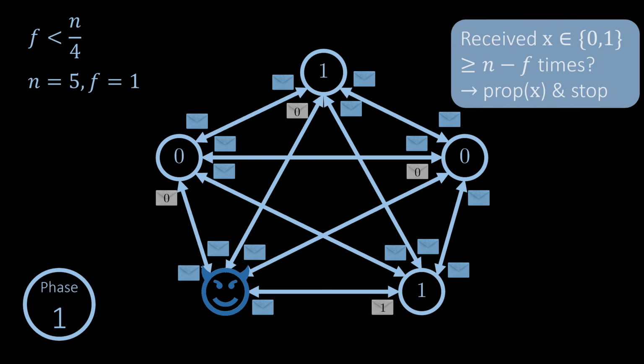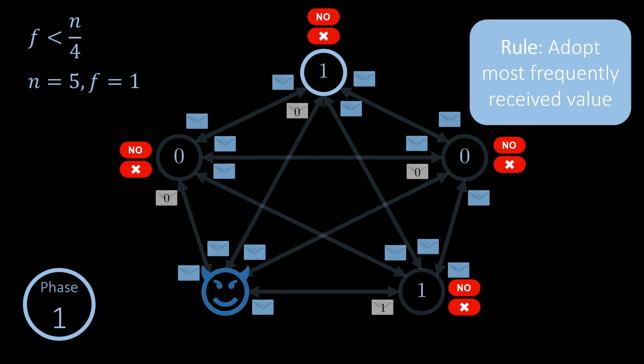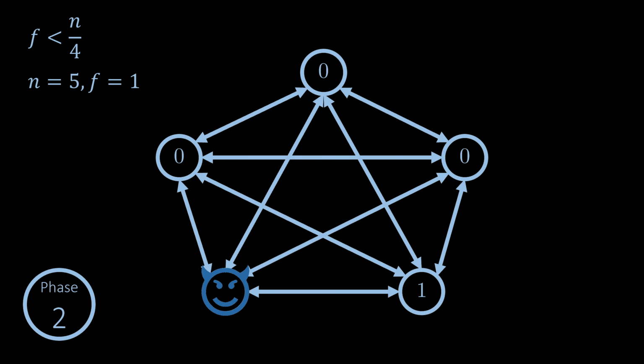Each node then checks if it received some value at least n minus f, that is, 4 times. Note that we implicitly assume that each node also sends its value to itself. If this is the case, the node proposes this value once more and then terminates, accepting this value as the outcome of the shared coin toss. As we can see here, no node received a value 4 times. However, the topmost node received value 0 3 times. Based on the rule we introduced before, this node now also supports value 0.